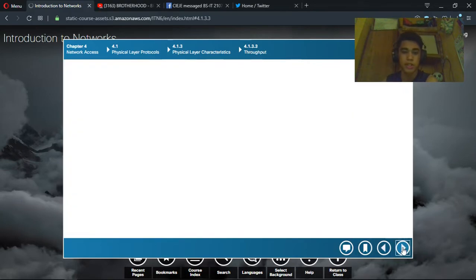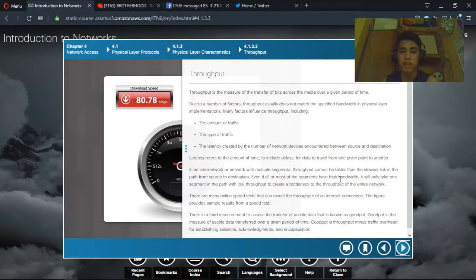This is throughput. Throughput is a measure of the transfer of bits across the media over a given period of time. Due to a number of factors, throughput usually does not match the specified bandwidth in physical layer implementations. Many factors influence throughput, including the amount of traffic, the type of traffic, and the latency created by a number of network services.